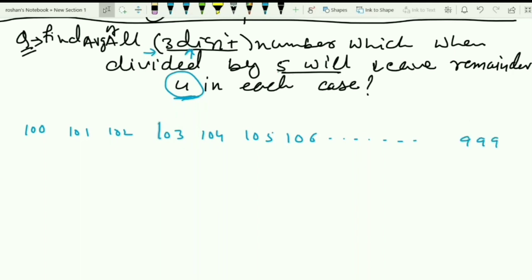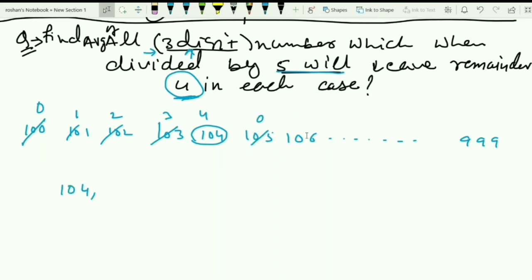Then I understood I don't want all 3-digit numbers. I want 3-digit numbers which when divided by 5 leave remainder 4. When I divide this number by 5, my remainder is 0. So obviously the next will be 1, this will be 2, this will be 3, this will be 4. Means the first number which I'm looking for in the series is 104. Now I'll be writing this number separately. 104 is the first number.